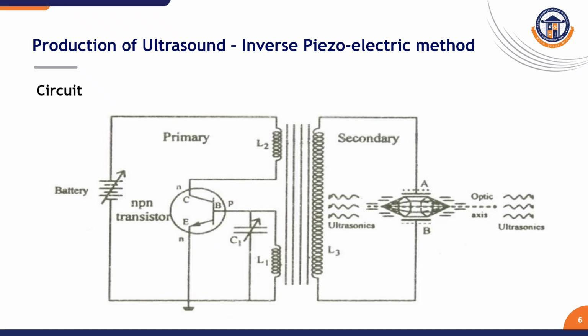The construction of the circuit. In the NPN transistor, the emitter circuit is earthed. The base circuit is connected to the variable capacitor C1 and coil L1. The collector circuit is connected to the coil L2. The power supply is connected as shown in the figure. The coils L1 and L2 act as the primary coil. The secondary circuit is connected to the coil L3 and two conducting plates separated by the quartz crystal.